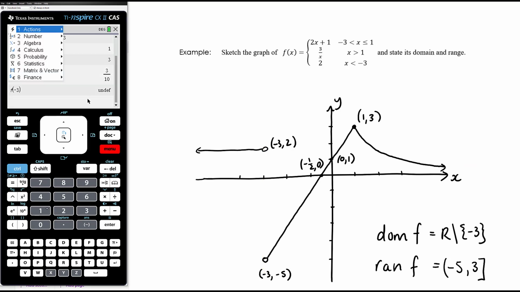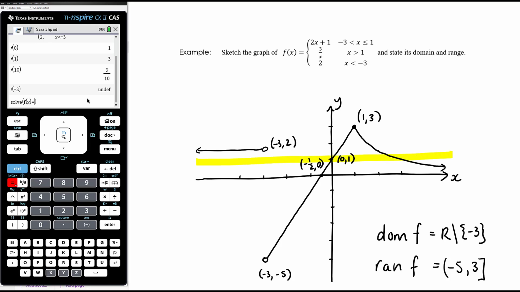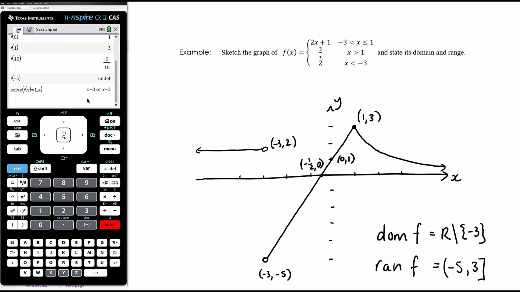We could solve our piecewise function equal to a value. So let's say when it's equal to 1, so there should be 2 points where that happens, at the y-axis there and somewhere else on the hyperbola here, at x equals 0 and x equals 3. Oh, sorry, I didn't mean to delete the y-axis, just try and delete that.